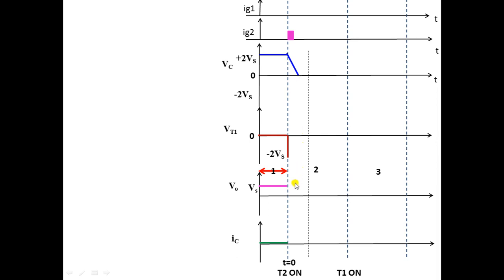So output voltage will be changing from +Vs to 0. This capacitor voltage is changing from +Vs to +2 Vs to 0. So output voltage is changing from +Vs to 0. Then the capacitor will charge again.